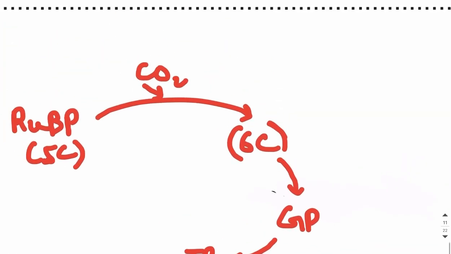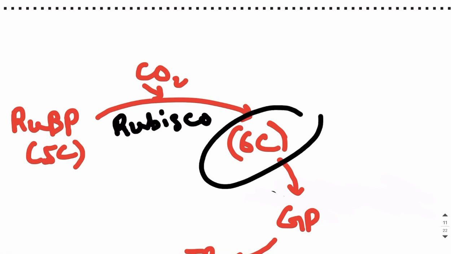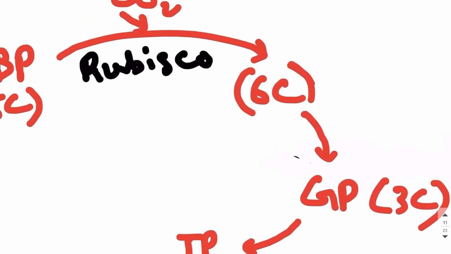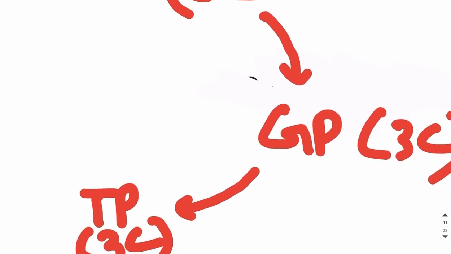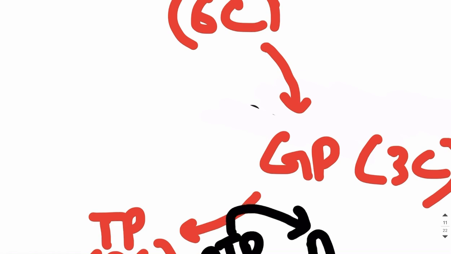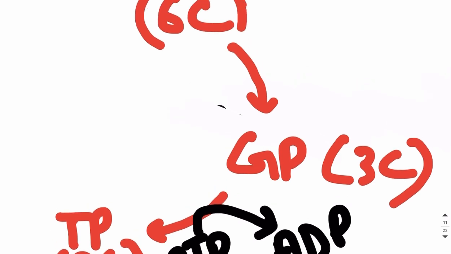So for the combination of carbon dioxide with RuBP, an enzyme is required, that is Rubisco. Rubisco catalyzes the combination of carbon dioxide with RuBP to form an unstable 6-carbon intermediate, which is converted to GP. GP is a 3-carbon compound, and GP is then converted to TP. TP is also a 3-carbon compound. For the conversion of GP to TP, ATP is required, right? So ATP is broken down into ADP and inorganic phosphate, right?